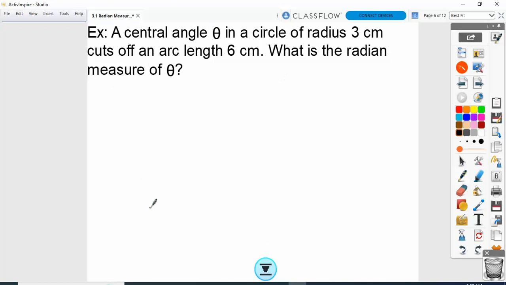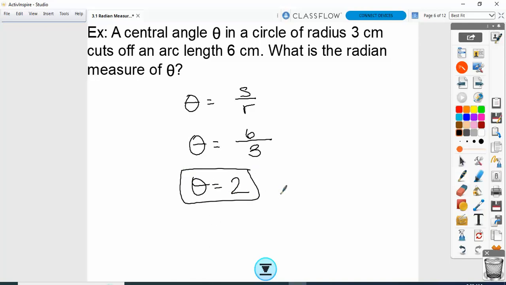So just a basic example to get us started. If I had a central angle in a circle with a radius of 3 and it cuts off an arc length 6 centimeters, what is the radian measure? I told you the radian measure is just S over R. S is the arc length. What is the arc length here? 6. R is the radius. What's our radius? 3. So my angle is 2. You can write the word radian, but you don't have to. If I just write a plain 2 with no degree symbol, I am assuming you are talking about radians.